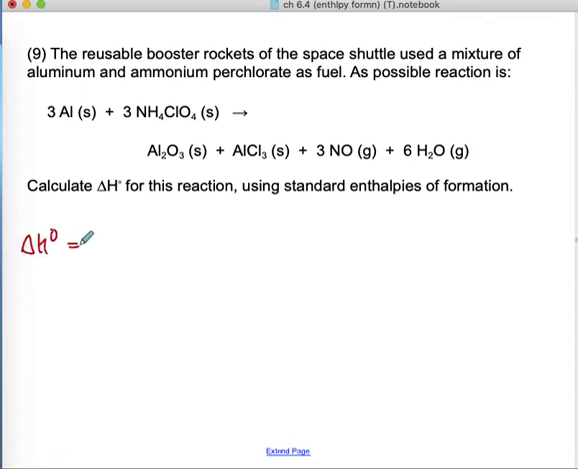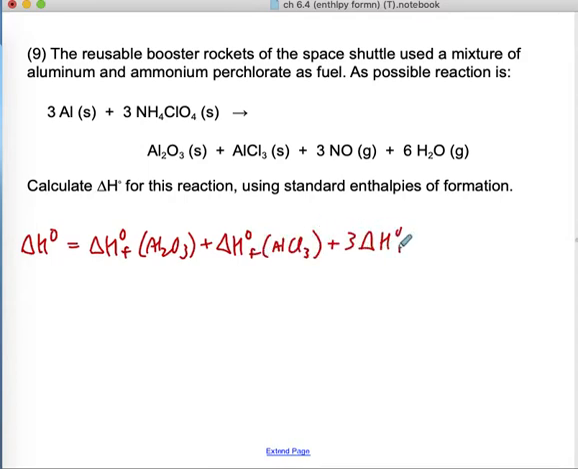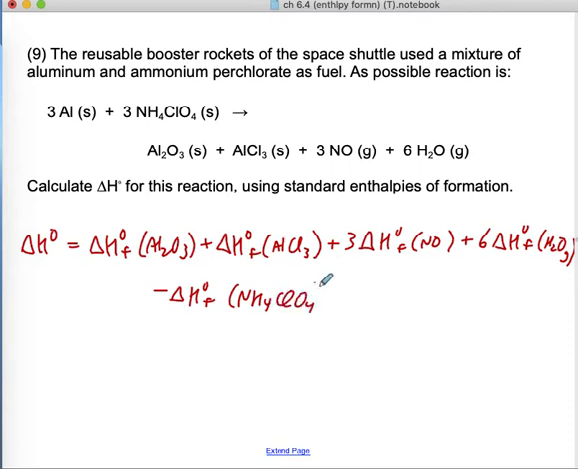The enthalpy change for this reaction is the standard enthalpy of formation of aluminum oxide plus the standard enthalpy of formation of aluminum chloride plus 3 times the standard enthalpy of formation of nitrogen monoxide gas plus 6 times the standard enthalpy of formation of water vapor, make sure you get the correct physical state, minus the standard enthalpy of formation of ammonium perchlorate. We leave out aluminum because it is a pure element in its standard state, and therefore, by definition, its standard enthalpy of formation is 0.